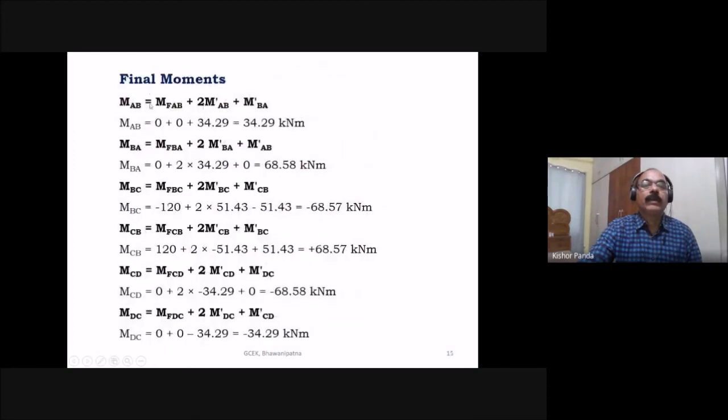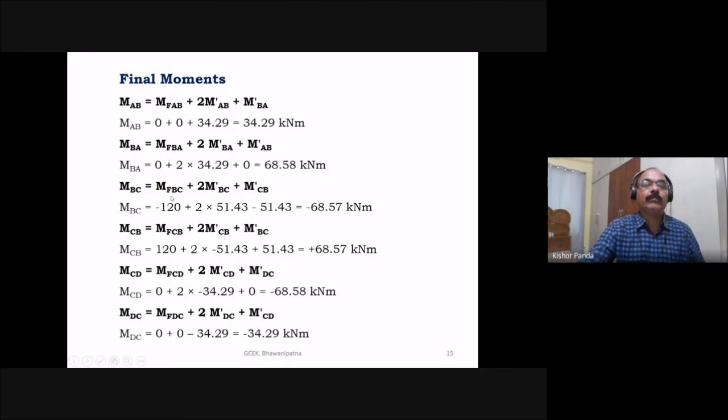Here you find out MAB is equal to MFAB plus twice M dash AB plus M dash BA, that is, twice the near end rotation moment plus once the far end rotation moment. MAB is equal to 0 plus 34.29, which is 34.29 kilonewton meter. Similarly, MBA is equal to MFBA plus twice M dash BA plus M dash AB. MBA is equal to MFBA 0 plus twice M dash BA, twice into 34.29, plus M dash AB 0. This is equal to 68.58 kilonewton meter.